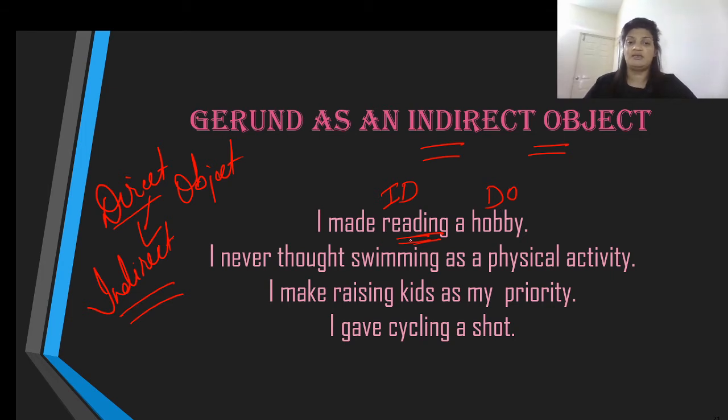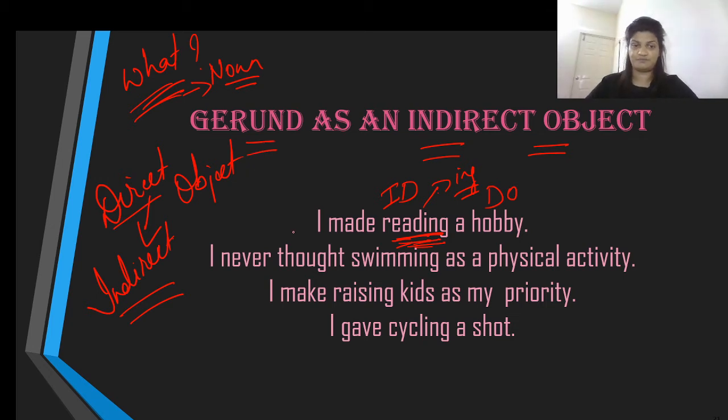So, I made reading a hobby. What did I make as my hobby? Reading. And reading is our ing form. Remember the question word that I told you? What? When you get an answer for what, that's your noun, obviously. And here we have an ing verb which is answering the question what, and thereby making that a noun, thereby making it a gerund.